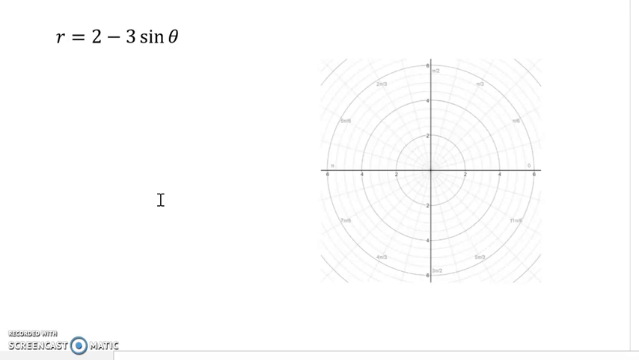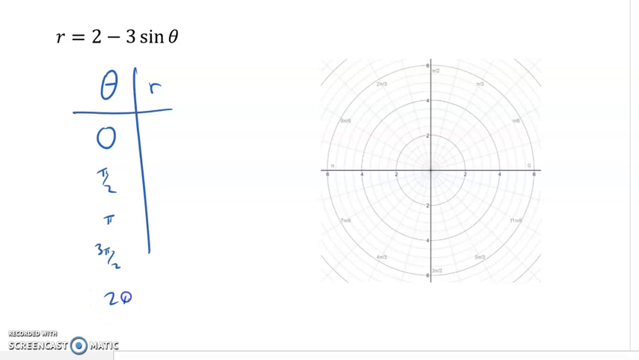All right, now we're getting into some more interesting graphs. You might recall that this is going to be some sort of limacon. So if you don't remember the main values, then do a quick chart: 0, pi over 2, pi, 3 pi over 2, and 2 pi. Those are, generally speaking, good enough to get a decent graph. 2 minus 3 sine of 0 is 2. 2 minus 3 sine of pi over 2 is negative 1. 2 minus 3 sine of pi is 2. 2 minus 3 sine of 3 pi over 2 is 5. And then 2 minus 3 sine of 2 pi is 2.